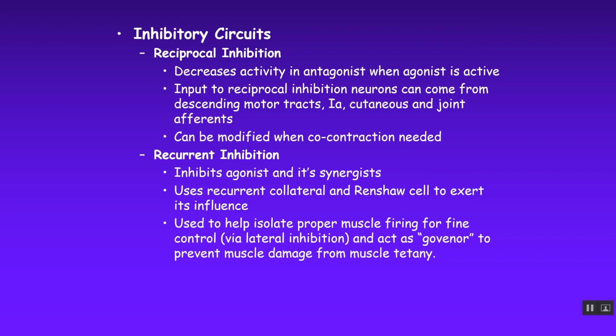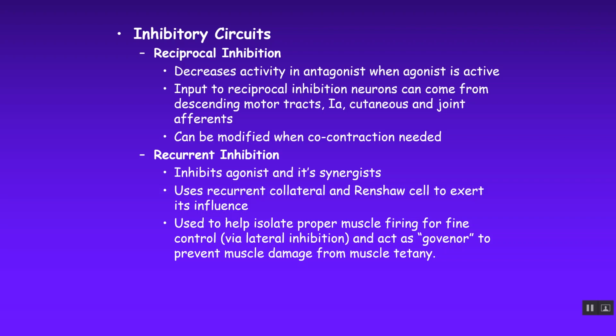Now let's talk about inhibitory circuits. These are circuits whose primary role is inhibition. Every output of our nervous system is some level of inhibition or excitation. These just happen to be more inhibitory. Inhibition is just as important as excitation. So we've talked about reciprocal inhibition. That's the one where when your agonist is active, you reciprocally inhibit the antagonist so it doesn't fight you or get in your way. Okay? So that's reciprocal inhibition.